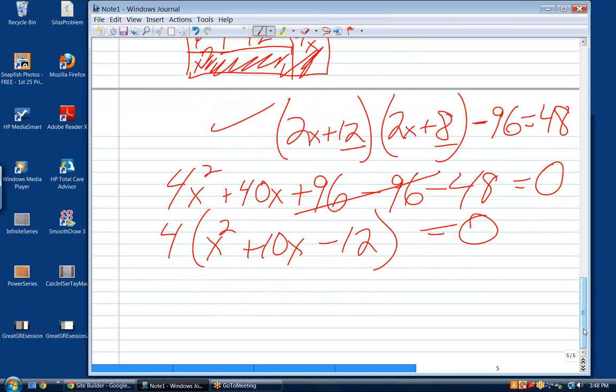Now I can divide both sides by 4, and now I have a relatively simple problem. Does it factor? I don't think so. So you have to use the quadratic formula. Alright. I forgot that. I just set my equation up wrong. I forgot the 96.